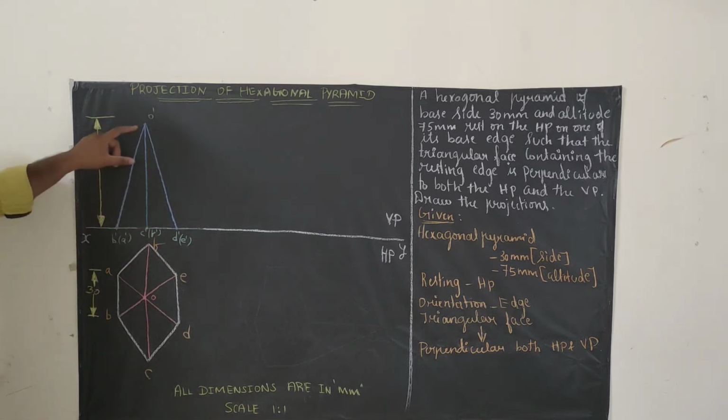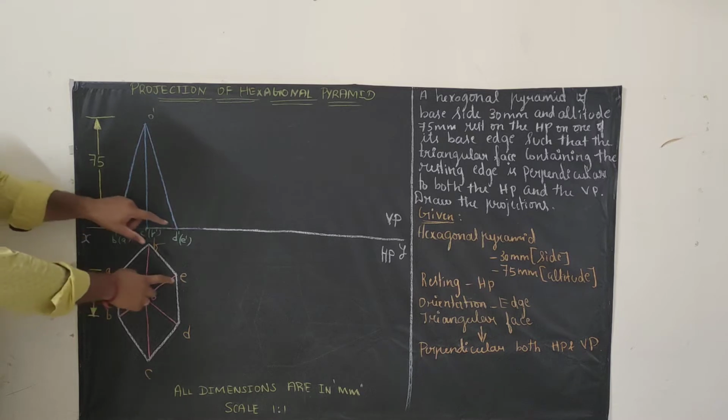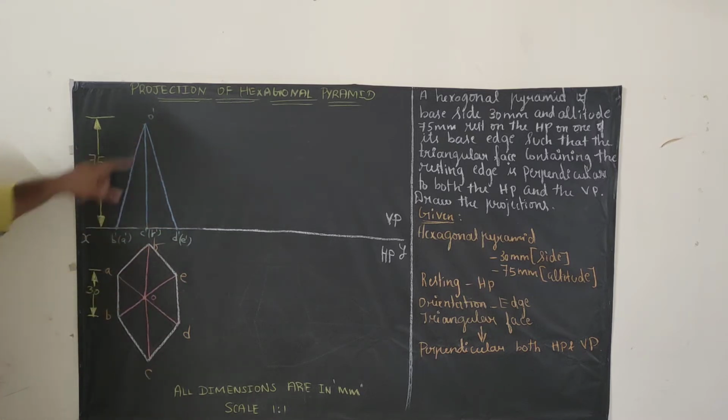From this point, draw 75 mm. You can get the apex point. This point is O dash. So keep your scale at E so that you will be getting a point here. Keep your scale at E so that you will be getting a point in the reference axis as this point. Just join all the 2 points.